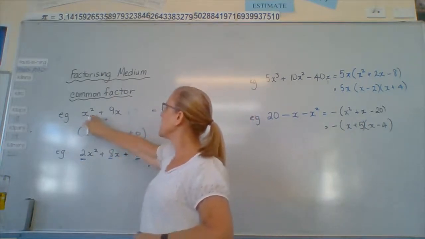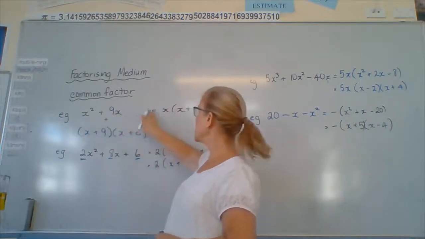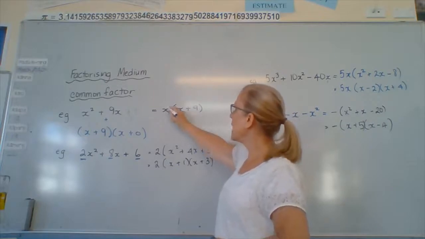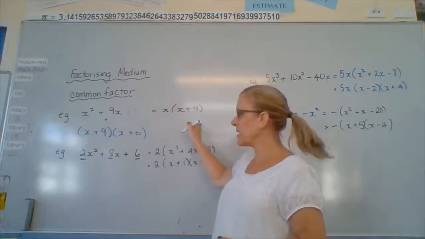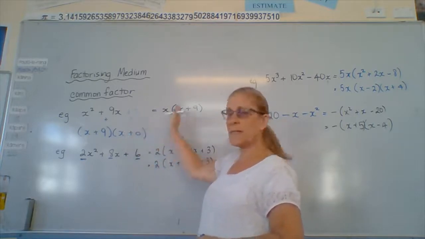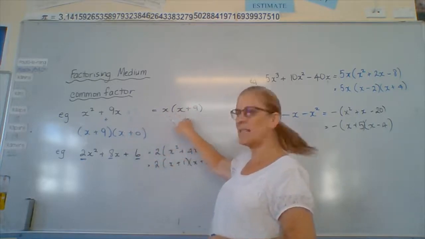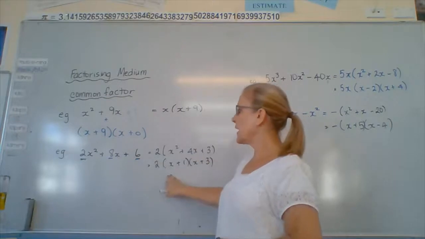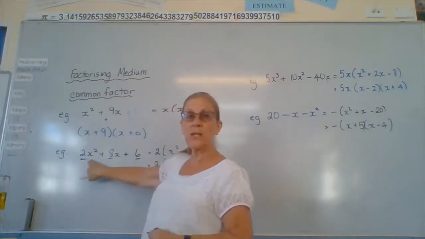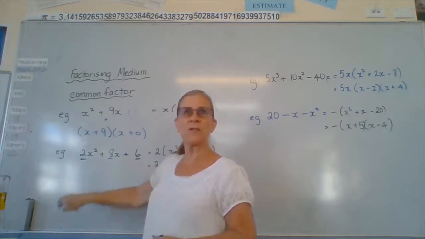So what's common to x squared and 9x? It's x. So we take the x out, and what's left is x squared and 9x. So we get it factorised like this. This is the same as this. This has this extra +0 in it. They're exactly the same. They're both right, but this is a nicer way of writing it. Okay, so if in a question we have a number at the front of x squared, we should look for a common factor first.